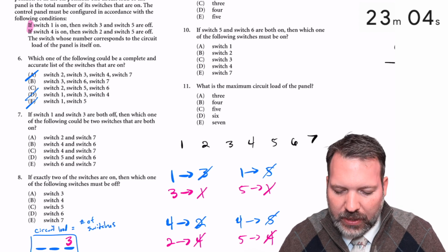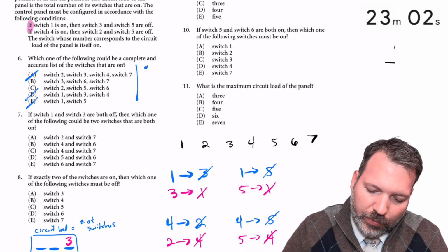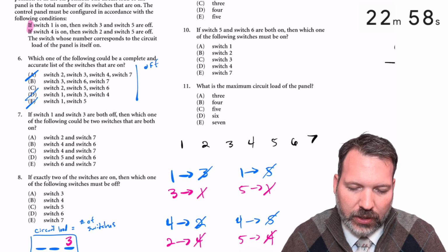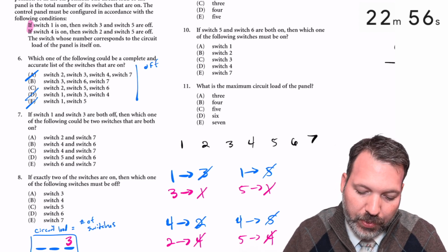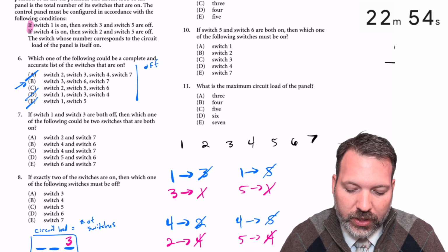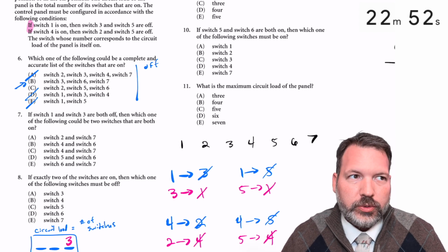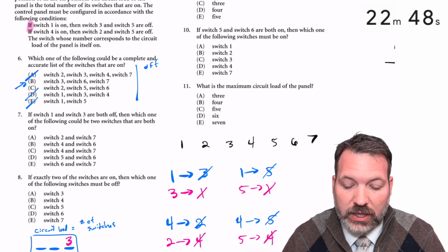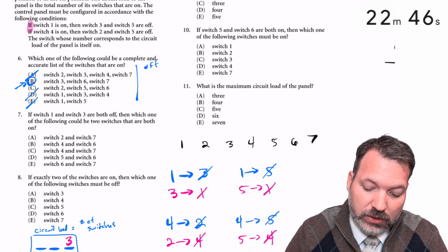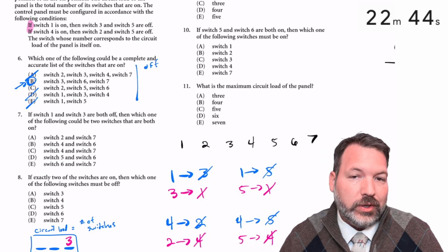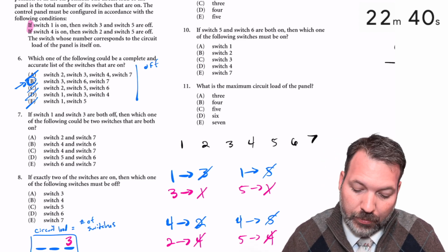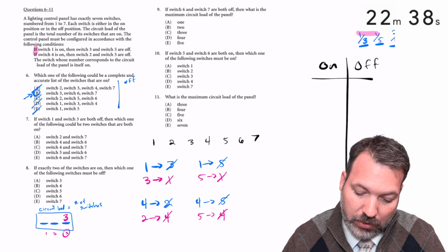And then between B and C, one thing that might be happening here is we need to think about the switches that are off, but actually I can tell it's the whole circuit load thing. On B, for example, there are 3 switches that are on, which means the circuit load of the panel is 3, which means switch 3 itself needs to be on, which it is. On C, on the other hand, you can see 3 switches, and switch 3 is not one of the ones that's on, so that's why C can't possibly be the right answer.